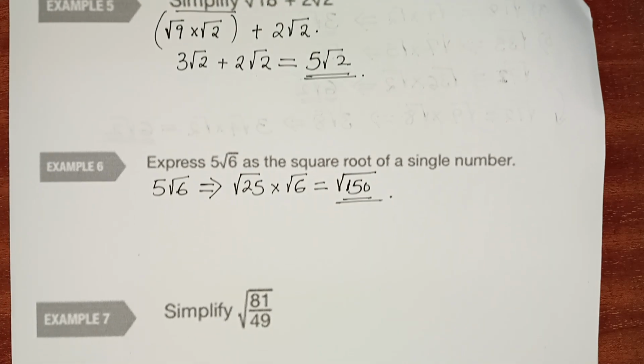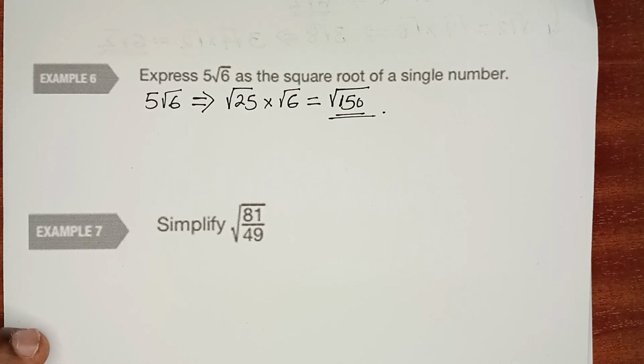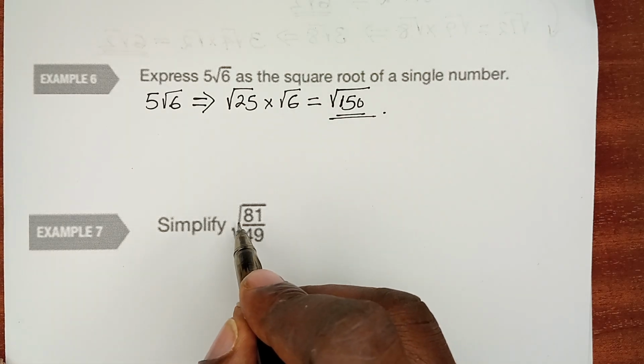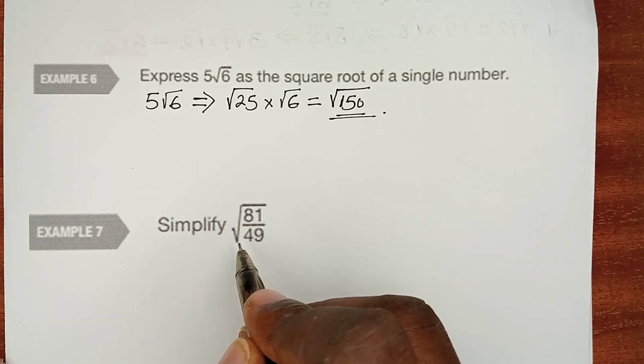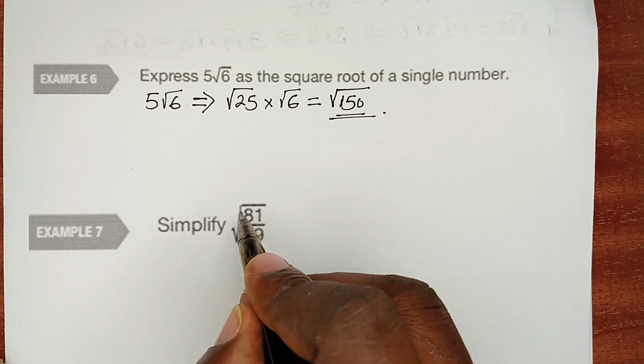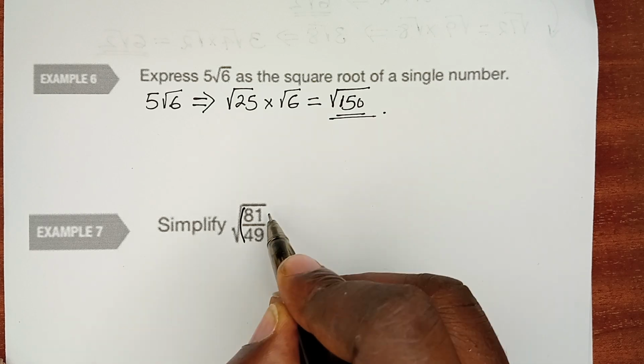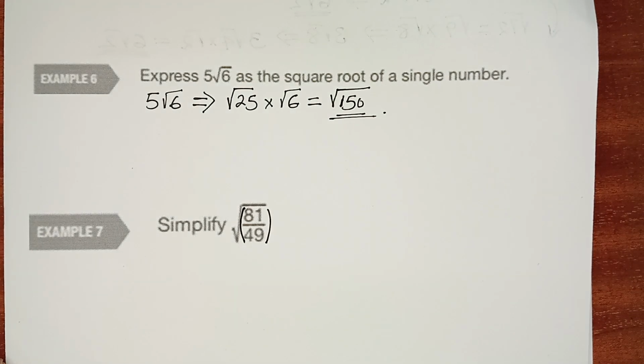Example 7, simplify root 81 over 49. You can see the whole root is extending to the denominator. We can as well put a bracket there to have a clearer meaning to the question.